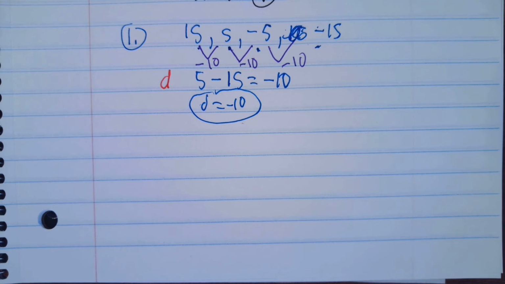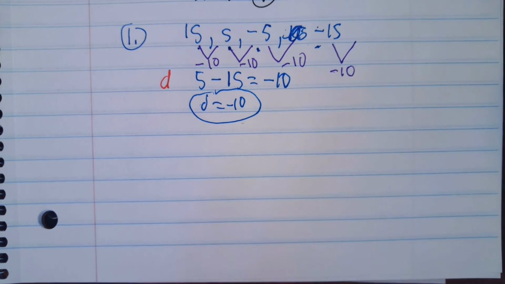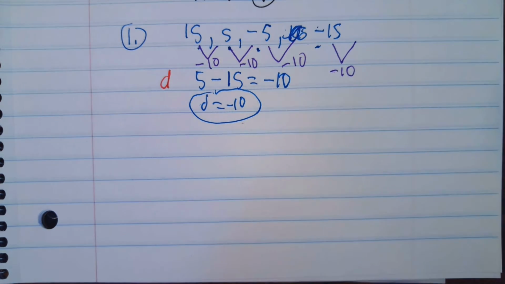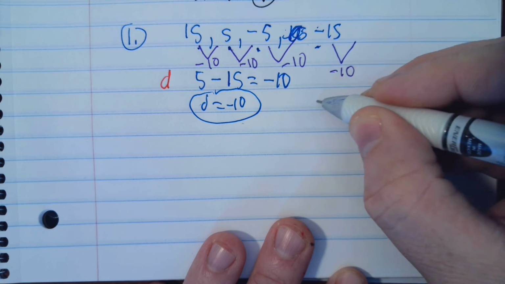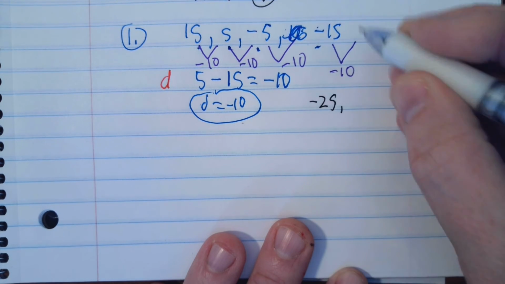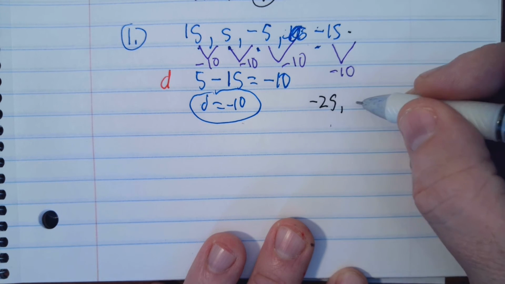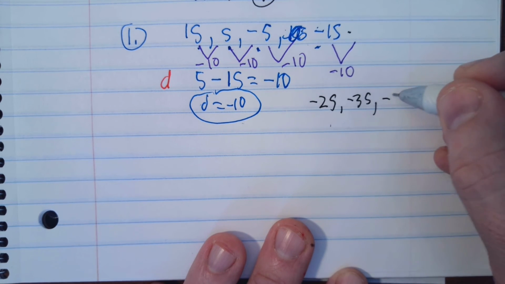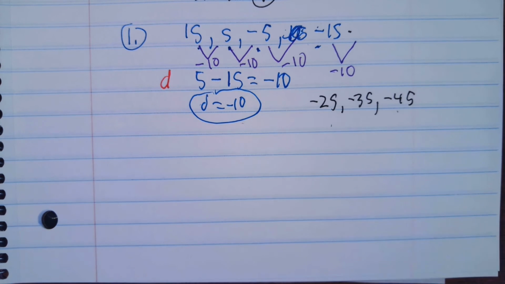And now we need to predict the next 3 terms. Well, that should be easy. We'll just start here at 15 minus 10, and if you need a calculator, that's fine. So I'm going to just write down my answers right here. 15 minus 10 is negative 25. Negative 25 minus 10 is going to be negative 35 and negative 45. And so we can see that pattern there where we're just taking away 10 each time.